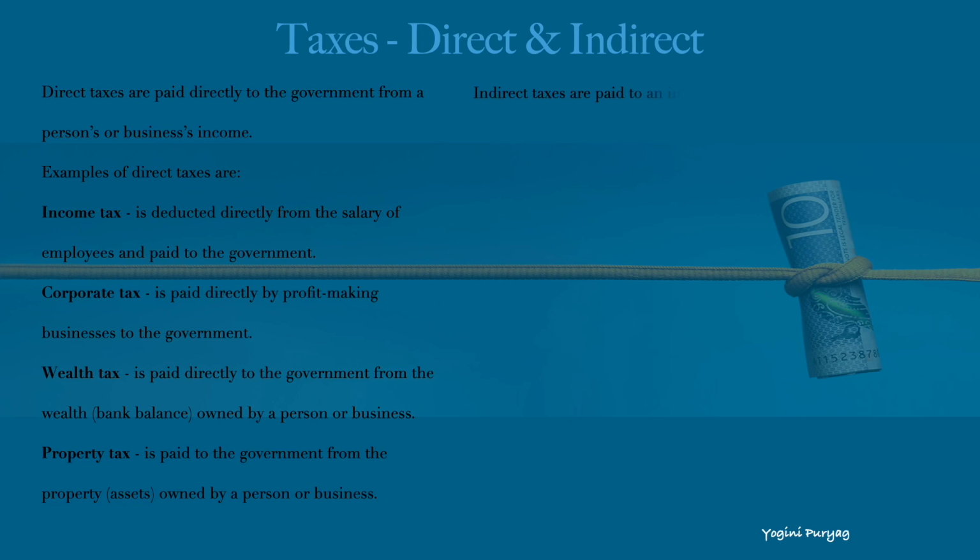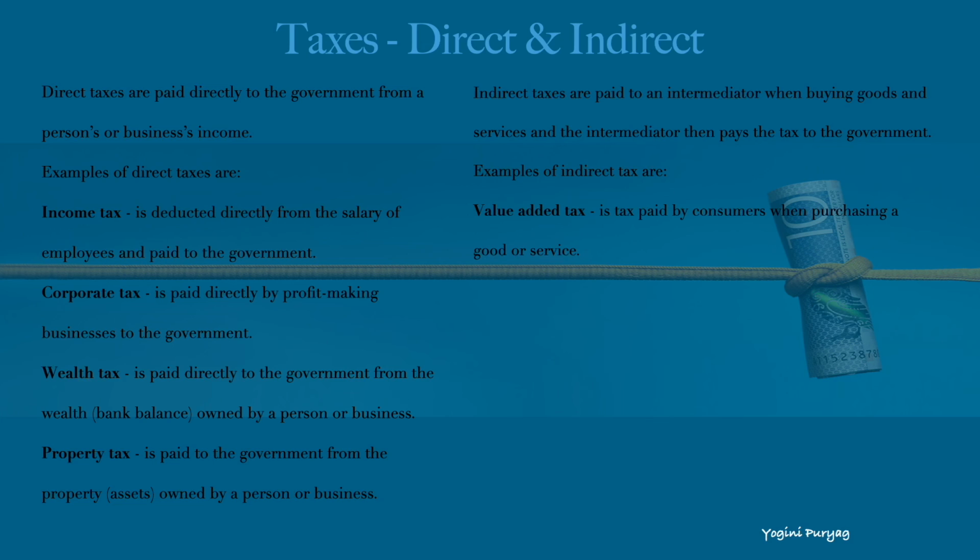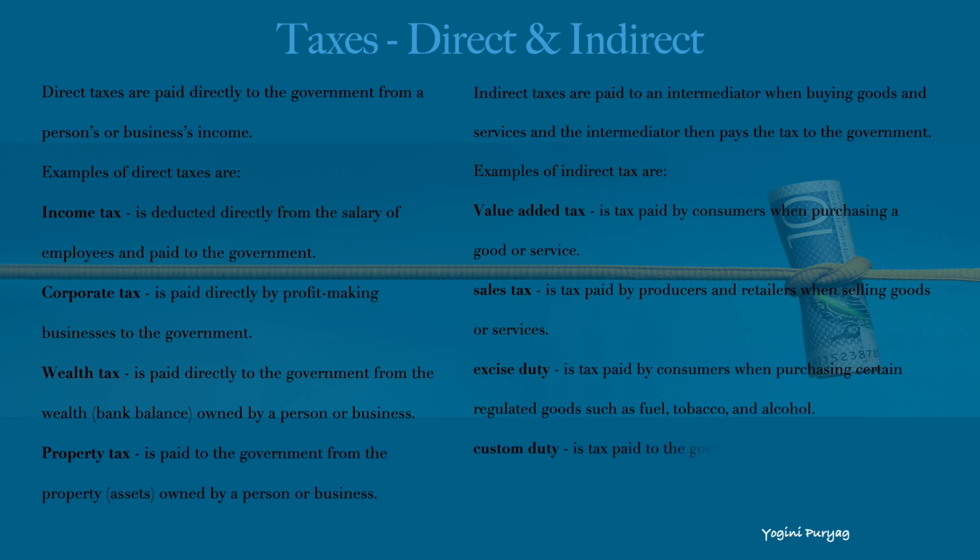Indirect taxes are paid to an intermediary when buying goods and services, and the intermediary then pays the tax to the government. Examples of indirect tax are: value-added tax is tax paid by consumers when purchasing a good or service. Sales tax is tax paid by producers and retailers when selling goods or services. Excise duty is tax paid by consumers when purchasing certain regulated goods such as fuel, tobacco, and alcohol. Customs duty is tax paid to the government when importing and exporting goods or services.